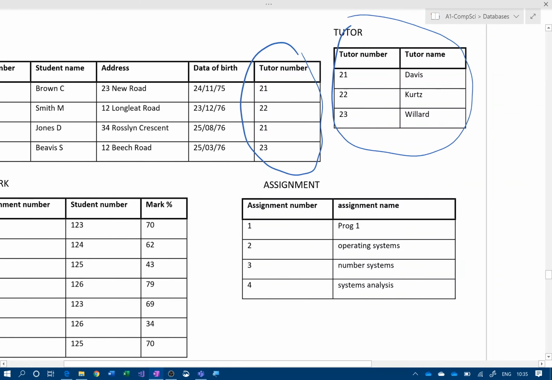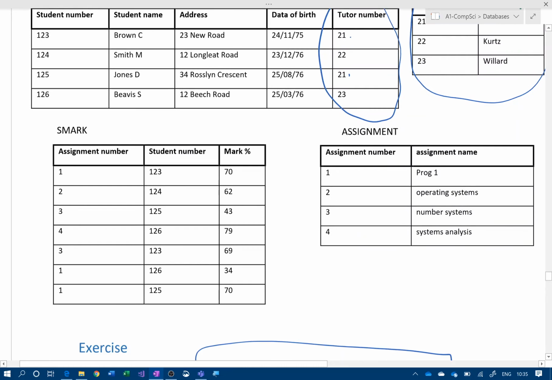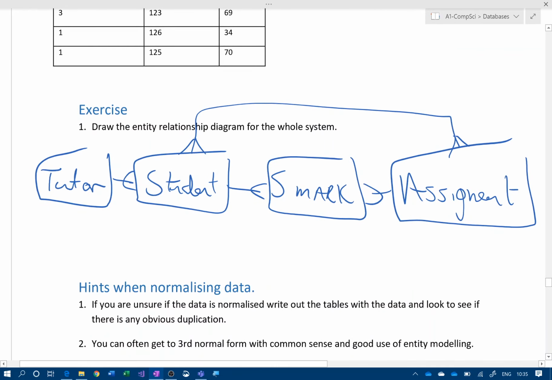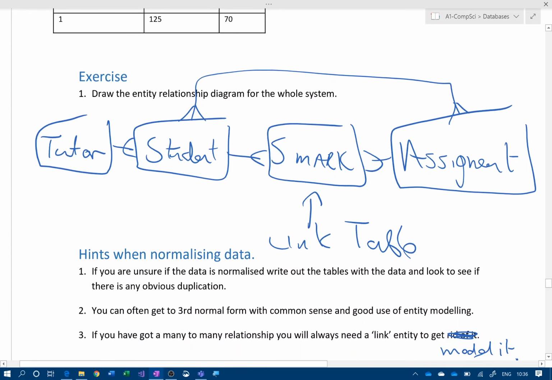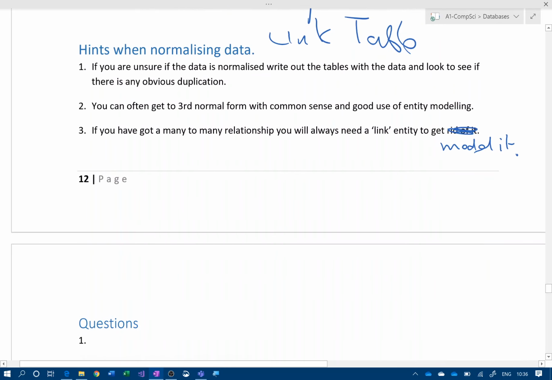So there would be duplication there and there, but you can't get around that. It's impossible. And that's it. It's now in third normal form. What does it look like in terms of entity relationship diagram? Well, we've got tutor can have many students, student can have many S marks, assignment can have many S marks. And because we've got this, essentially a link table there, we've got a many-to-many between student and assignment. So there are some hints. You can read that, just pause it.